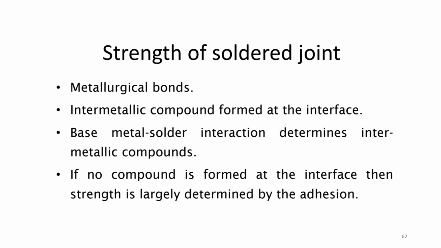Next is strength of the soldered joint. In the case of soldered joints, metallurgical bonds will be formed. There will be intermetallic compounds formed at the interfaces, and the base metal solder interaction determines the intermetallic compounds. And if no compound is formed at the interface, then strength is largely determined by the adhesion.